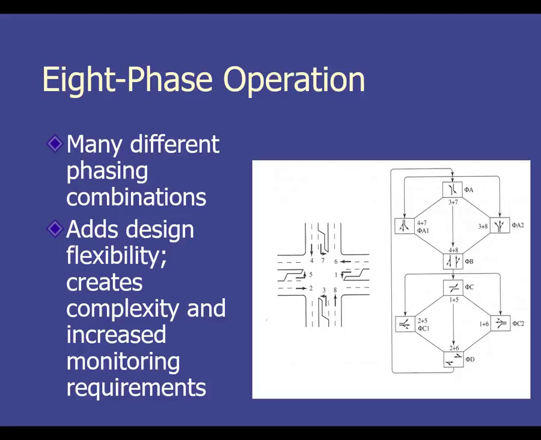Here's an 8-phase operation on a very complex intersection. There are some intersections that are so complex that it may be necessary for the traveler to seek assistance in making the crossing or to avoid the crossing altogether.